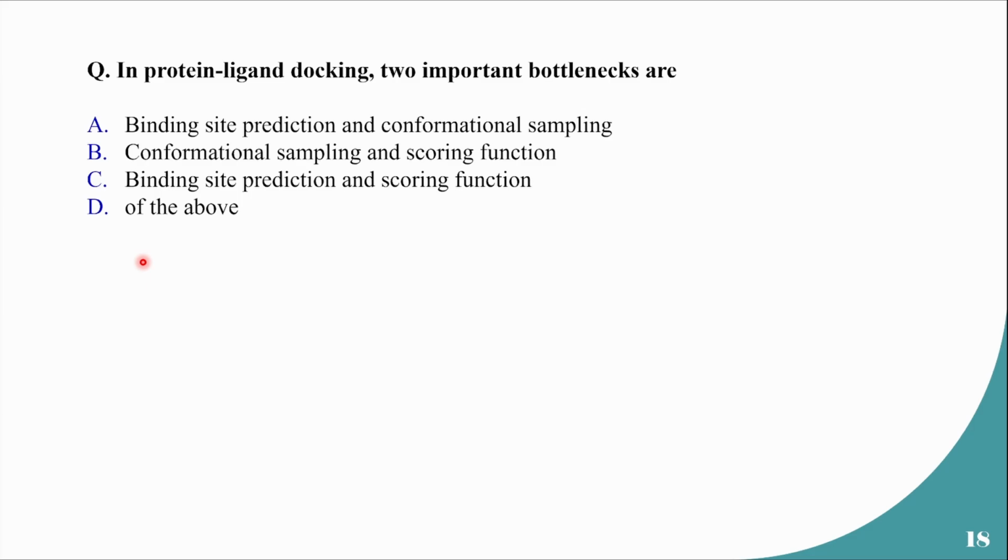Now let's switch to the other process that is quite widely used in binding free energy predictions and so on. That is docking, right? So in protein ligand docking, what are the two important bottlenecks? Four options are given here, so could you try to answer this in the chat?